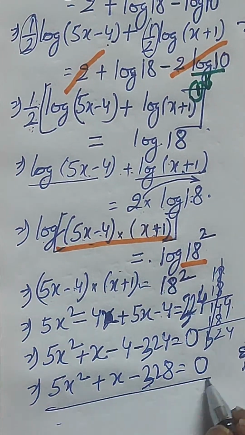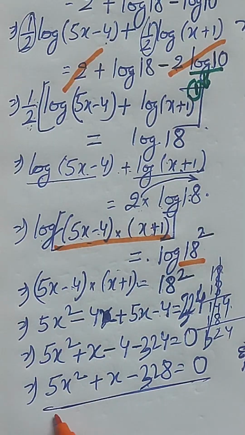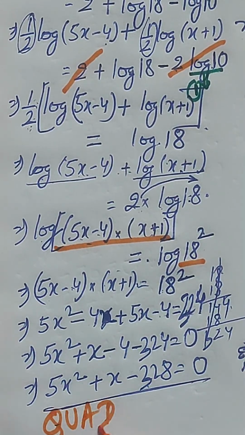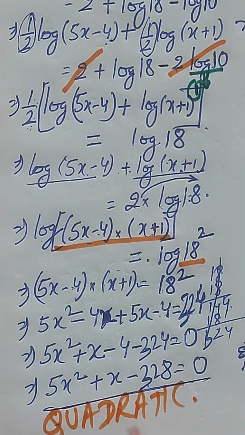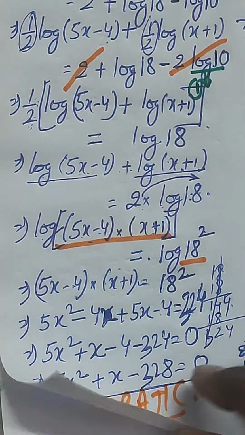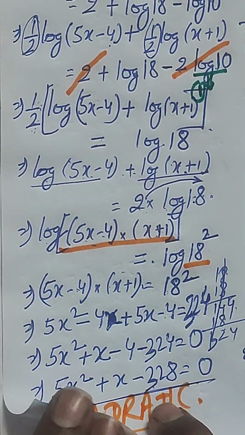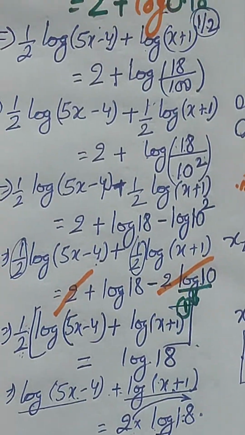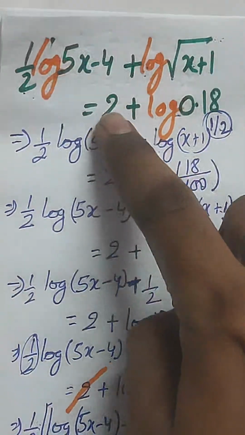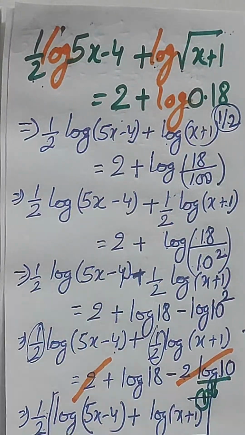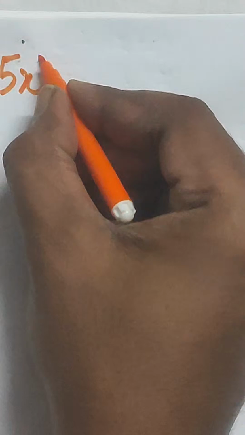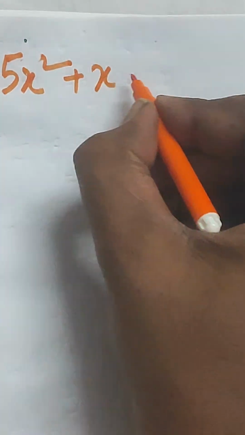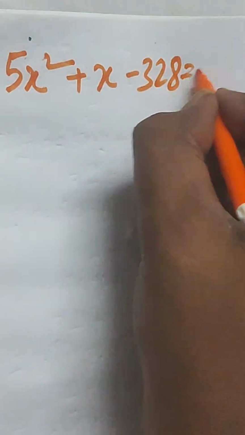So we have to solve this quadratic equation. We have just arrived at a quadratic equation. Just solve this quadratic equation, 5x square plus x minus 328. Okay, this is the consequence of the above question, right? So 5x square plus x minus 328 equal to 0.